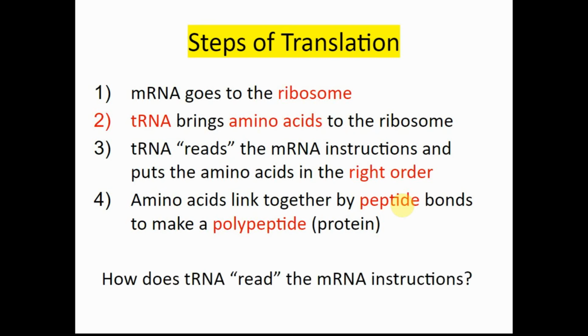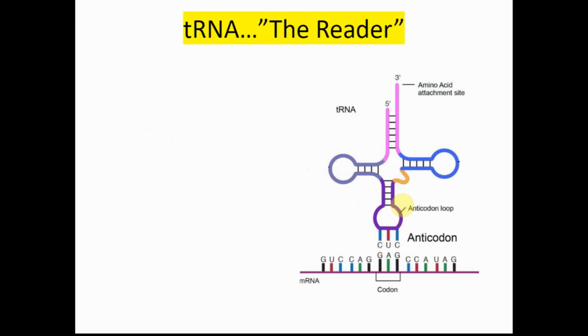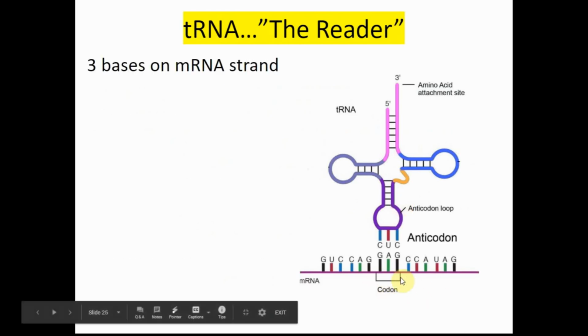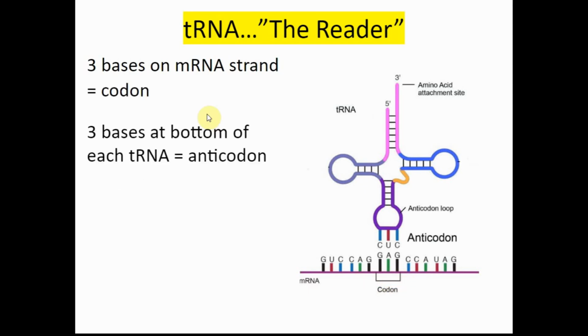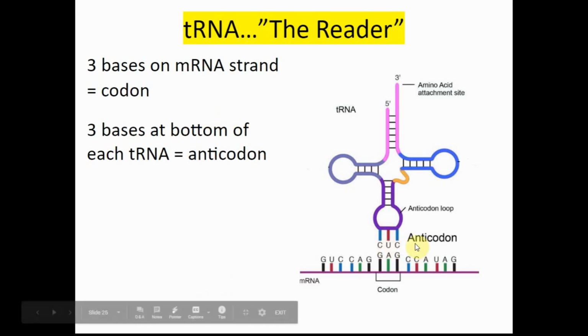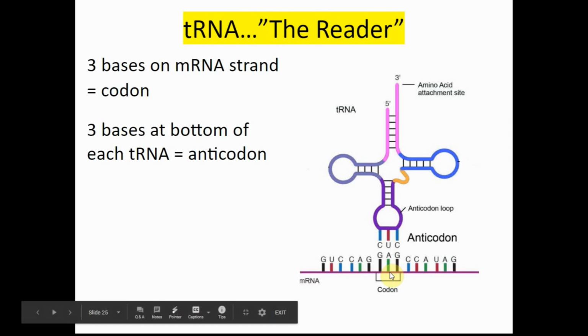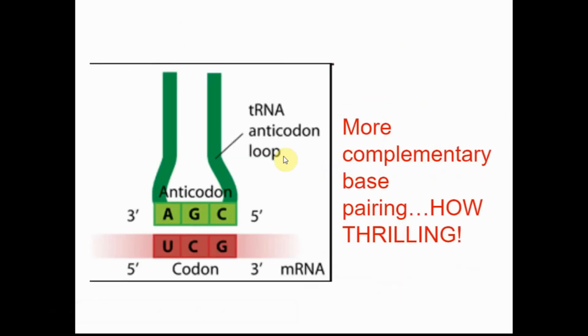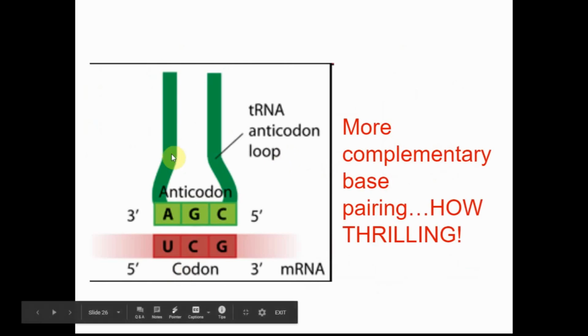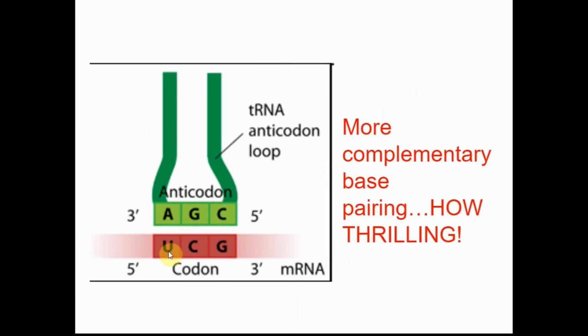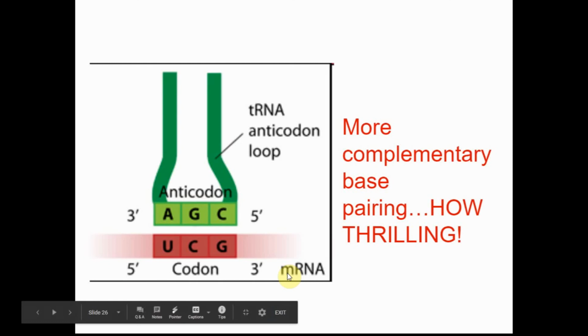Now, how does tRNA actually read the mRNA instructions? Well, if you see, we have 3 bases on our mRNA molecule down here called a codon, and we have 3 complementary bases at the bottom of this tRNA called an anticodon. If the anticodon on a tRNA molecule matches with the codon on the mRNA, the amino acid that the tRNA is carrying up here gets added to the chain. And here we also see the bottom of a tRNA matching its anticodon to the codon on mRNA.